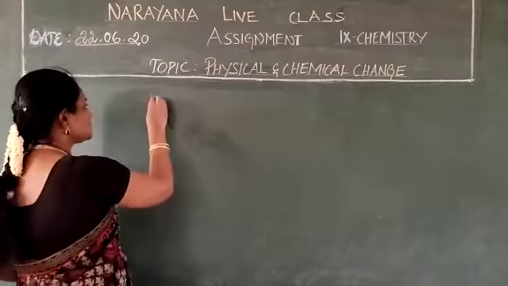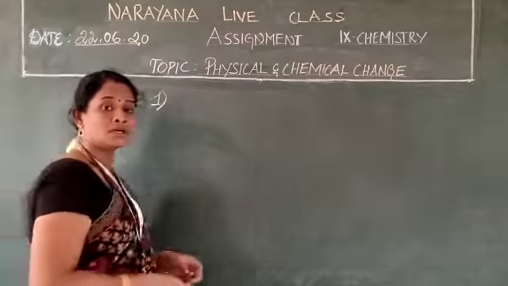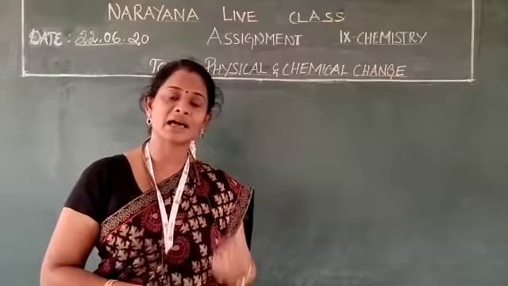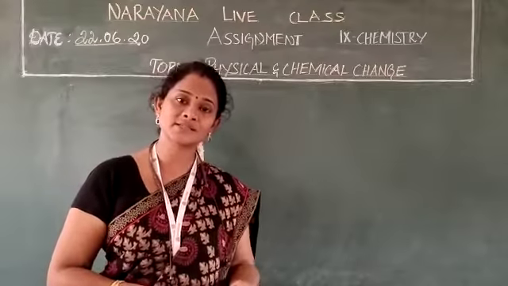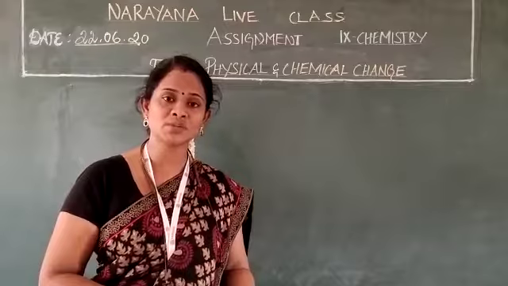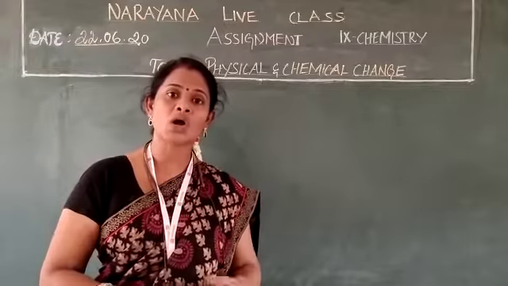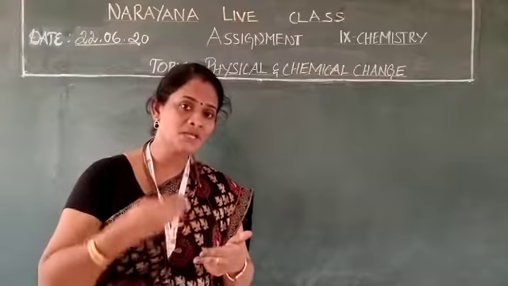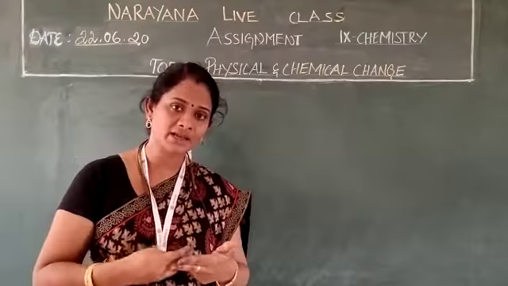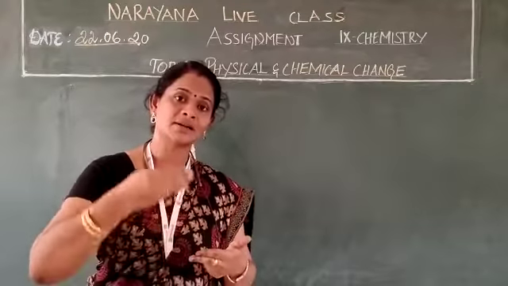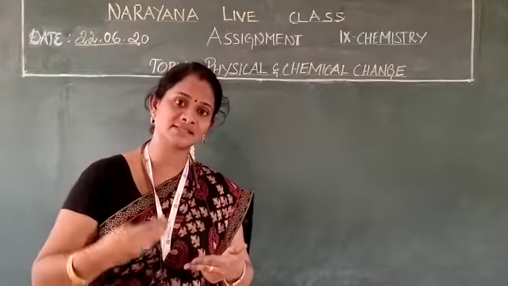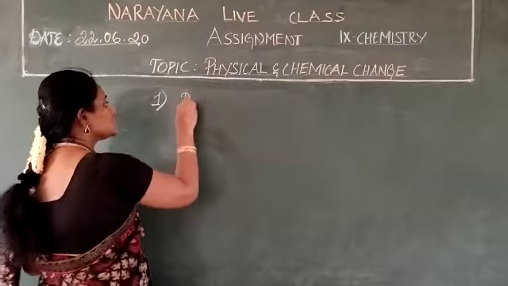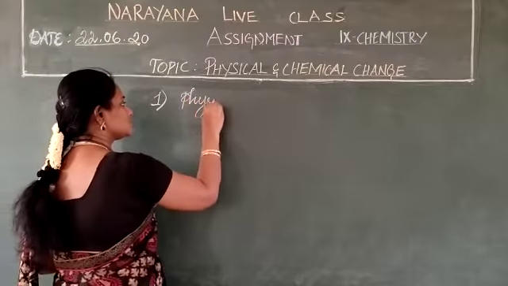The first one: the properties which are observed and specified, like color, rigidity, density, fluidity, melting point and boiling point, are called physical properties.